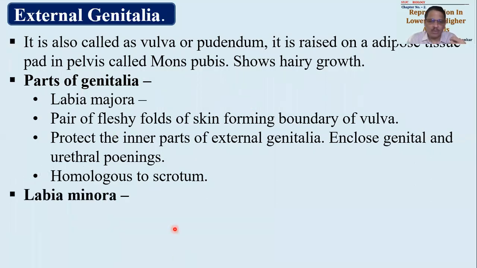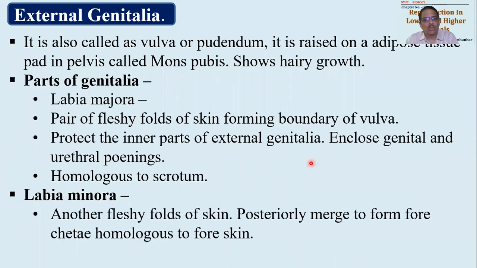Again, there is a pair of folds of muscular structures available over here. They are called as labia minora. Again, a pair of folds of skin available. These two labia minora are leaf-like structures and small in size, so are called labia minora. Posteriorly, they will fuse together so as to form fourchette. Okay. Now you must be remembering foreskin. So this organ fourchette will be homologous to foreskin.